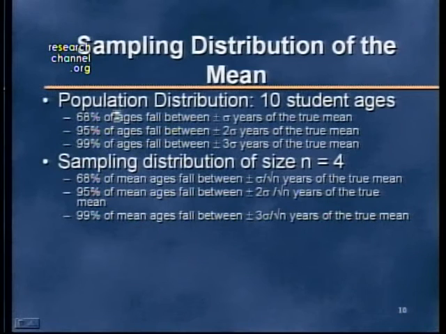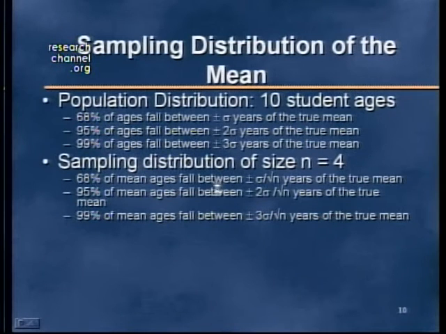Since we knew, in this artificial example, the whole population of 10 ages, we can describe our normally distributed population of ages as saying that 68% of the ages in the population fell within plus or minus sigma years of the true mean, and 95% fell within plus or minus 2 sigma years of the true mean, and 99% fell within plus or minus 3 sigma years of the true mean.